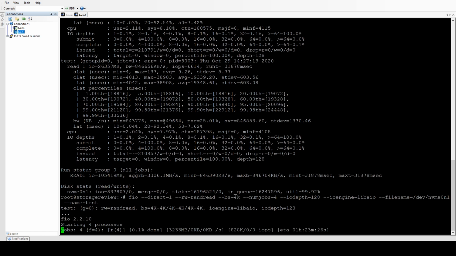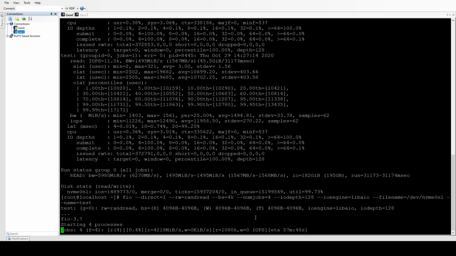we see the other main benefit here. So on Gen 3, we're around 830,000 IOPS 4K random read, while on Gen 4, we're in excess of 1 million IOPS, so just under 1.1 million IOPS 4K random read.